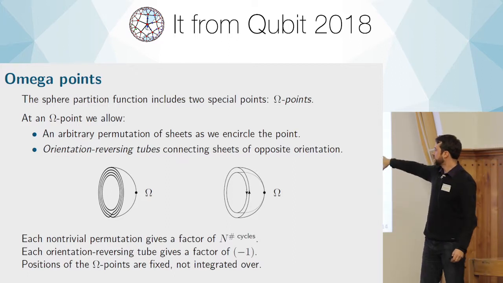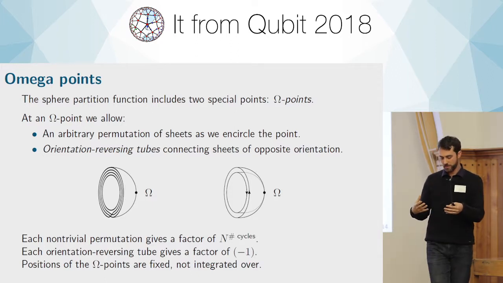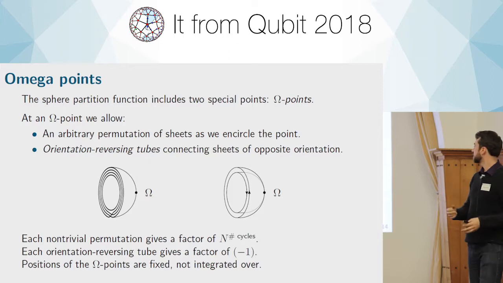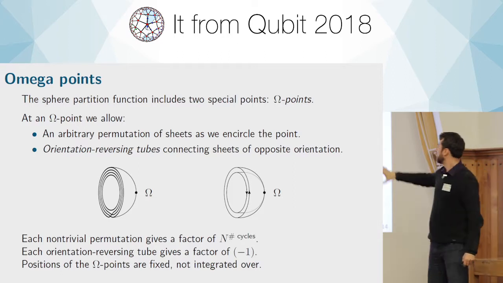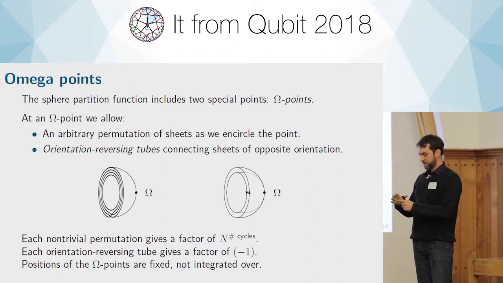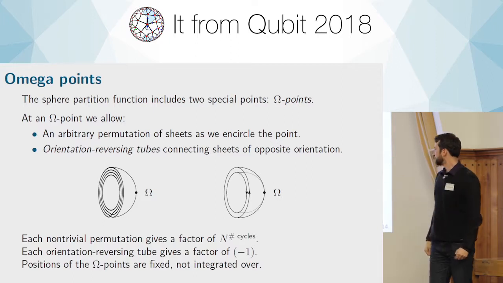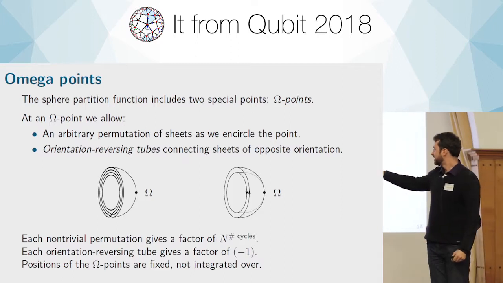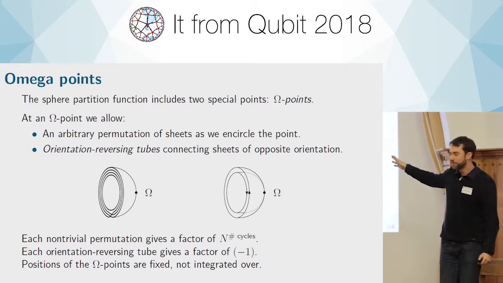Moreover, at these omega points, the world sheets with different orientations can interact. So you can have two sheets of opposite orientations collapsing into this point. And there were certain rules associated with these points.